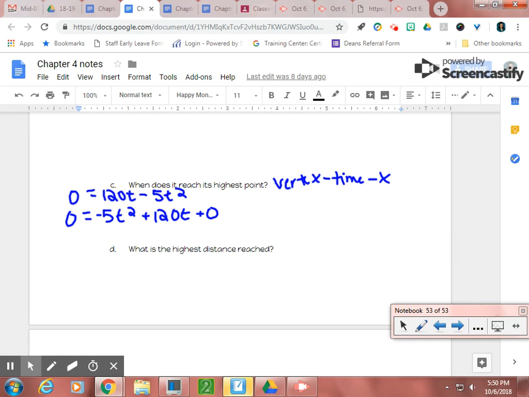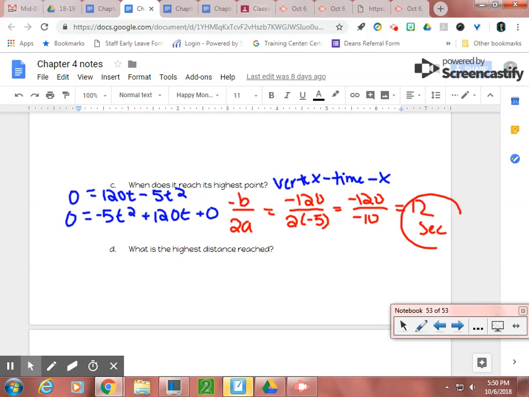So remember, your equation for finding vertex is negative b over 2a, which is going to be negative 120 over 2 times negative 5. So that's going to be negative 120 over negative 10, which is 12. So it's going to take it 12 seconds to get to its height.